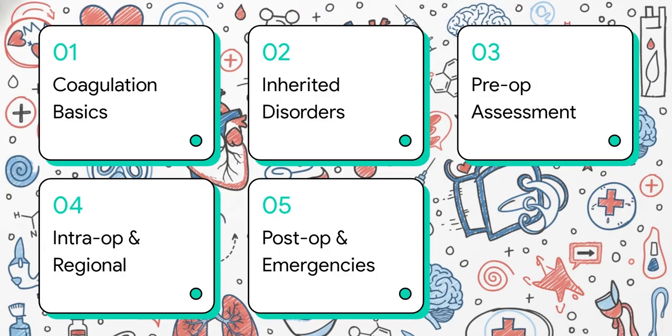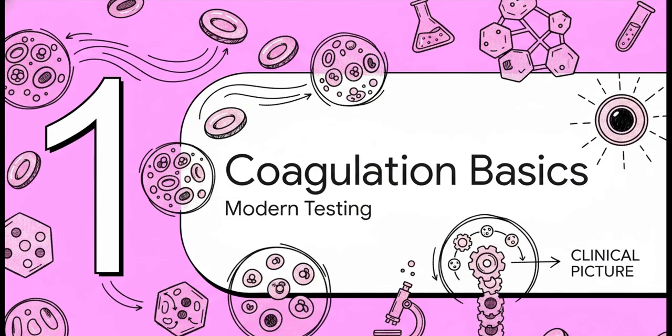We'll quickly cover the coagulation cascade basics, then get into the high-yield inherited blood disorders, talk about pre-op assessment and optimization, tackle intraoperative care and regional anesthesia, and wrap it all up with post-op care and emergencies. This whole pathophysiology to perioperative practice pipeline is exactly the mental framework you want for structuring your written and Viva answers.